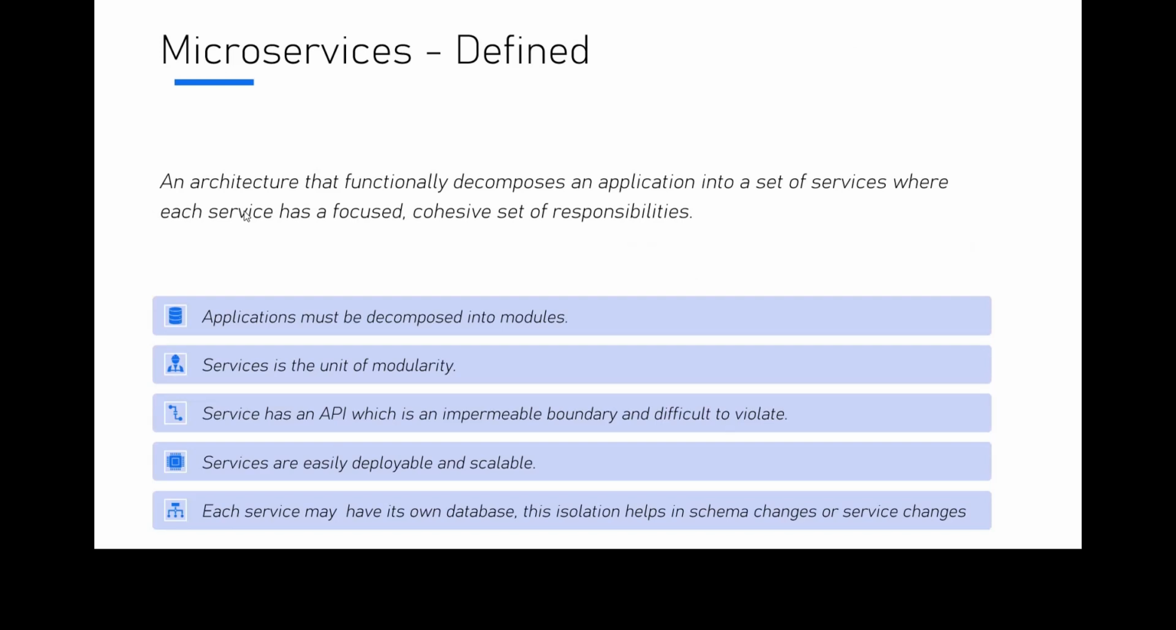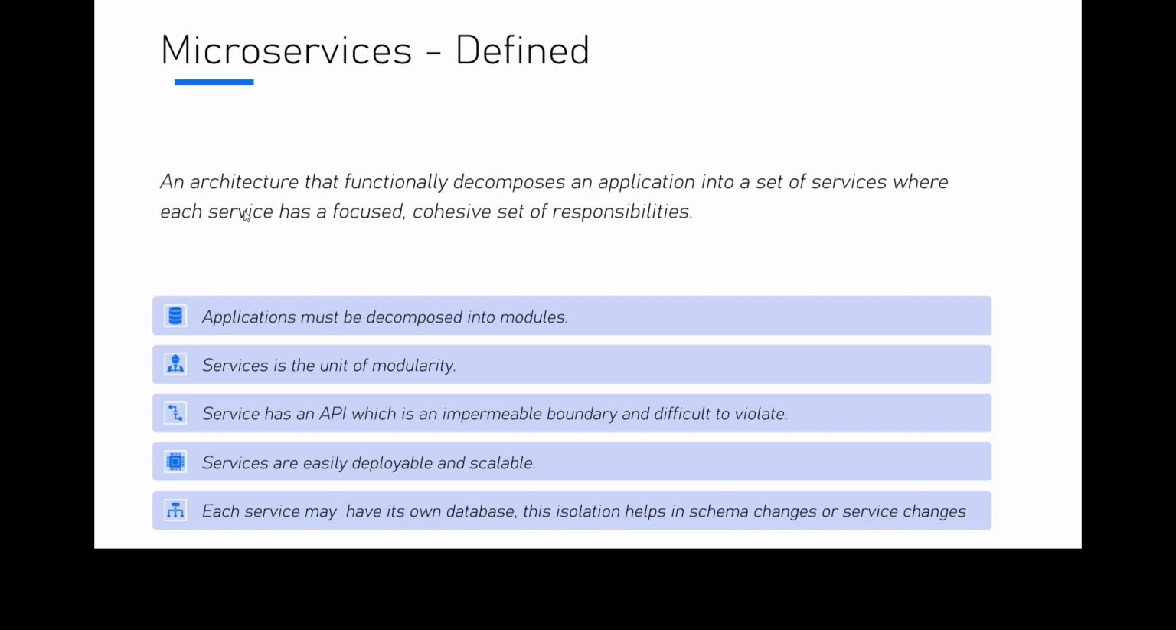So, what we are arriving at from the function decomposition is a clear-cut set of services, which we eventually call microservices. From a definition standpoint, it is an architecture that functionally decomposes an application into a set of services, where each service has a focused, cohesive set of responsibilities. Applications must be decomposed into modules. Service becomes your basic unit of modularity here.